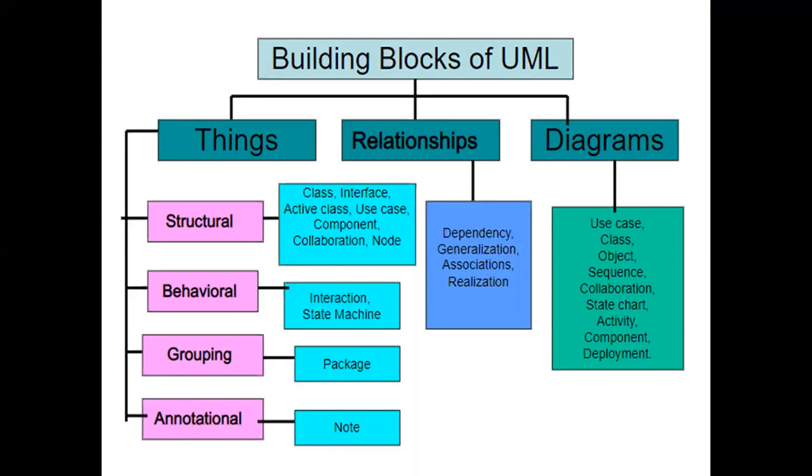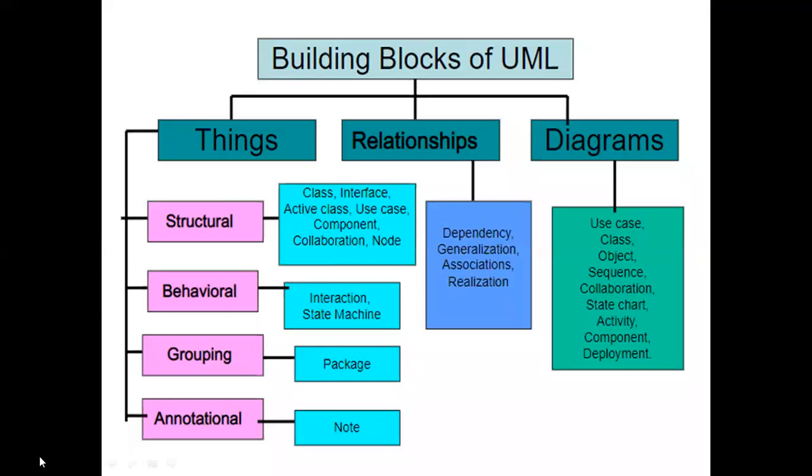In the UML language there are 4 types of things: structural things, behavioral things, grouping things, and annotational things. Now, structural things. There are 7 types of structural things. First one is class, second one is interface, third one is active class, fourth one is use case, fifth one is component, sixth one is collaboration, and the seventh one is node.